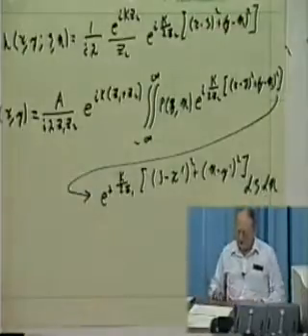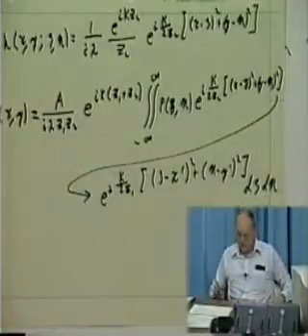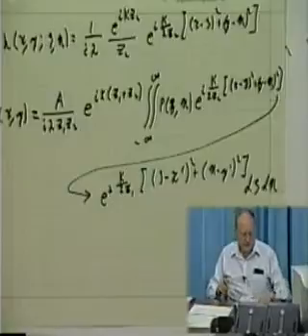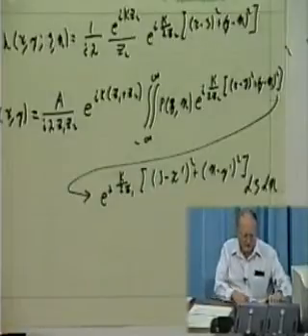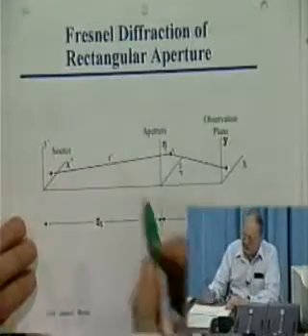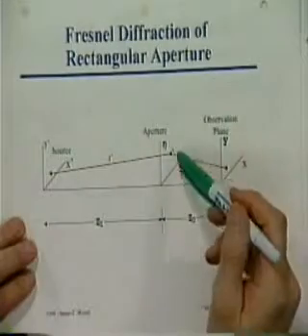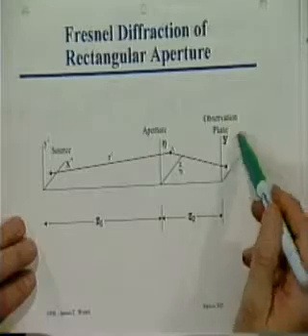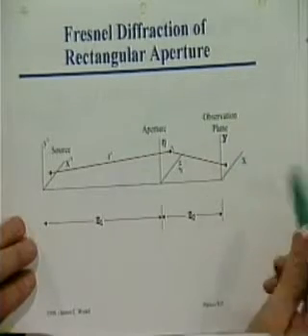That's a mess. I think we'd have to agree with that. So what can we possibly do to have less of a mess? So this is what we were trying to do here. We had a source here, we have some aperture there, and we're trying to look at the diffraction pattern over here.